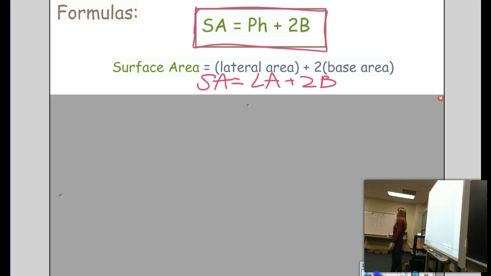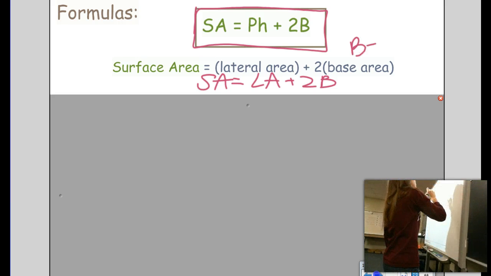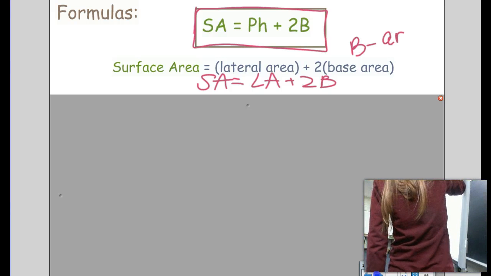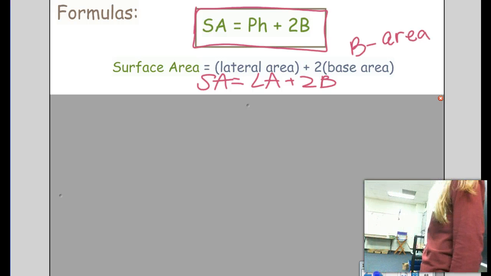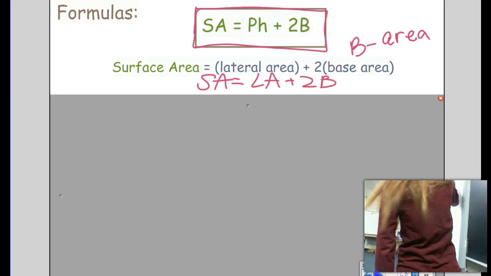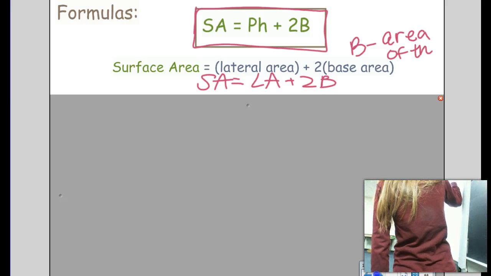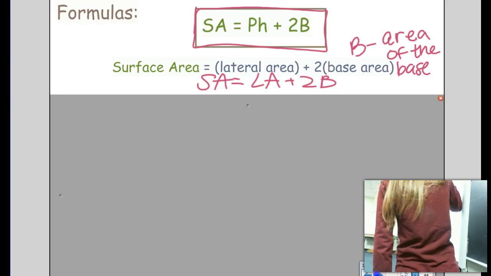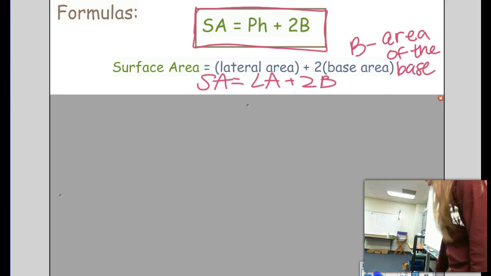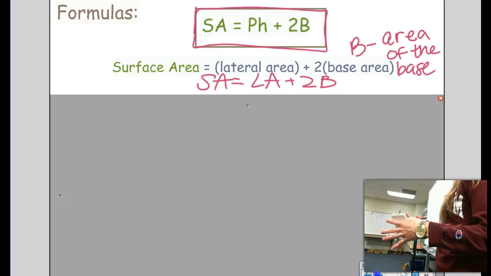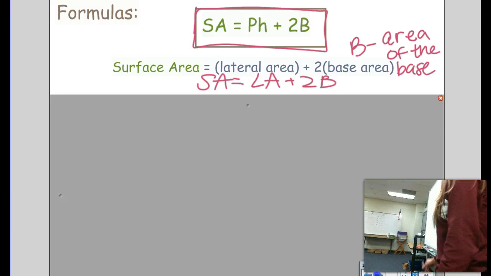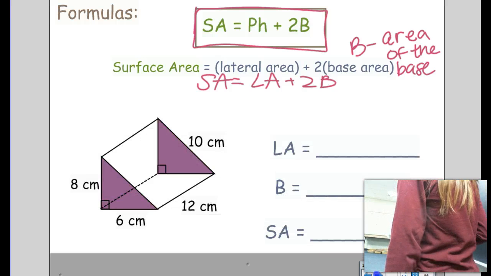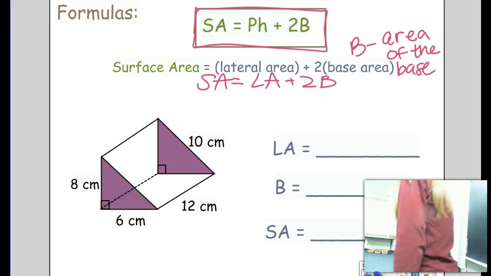What do you think capital B stands for? I need more information. Area of the base, and that's very important. Capital B is not the base, because the base doesn't have a number. It has lots of numbers. It is the area of the base, and that's very important. Capital B is the area of the base. It's a loaded variable. Okay.